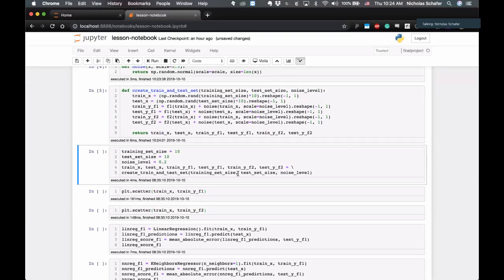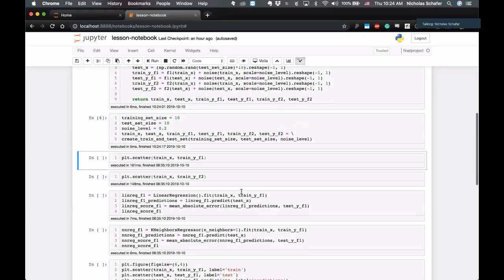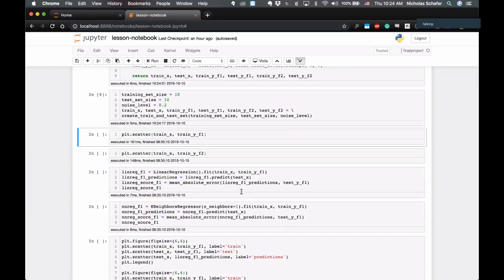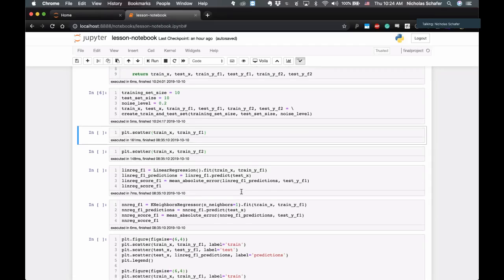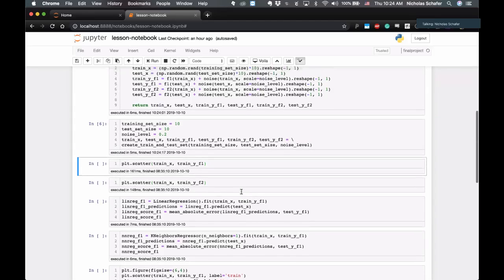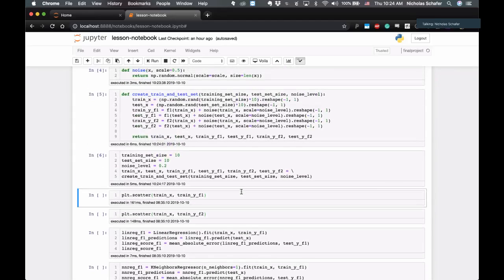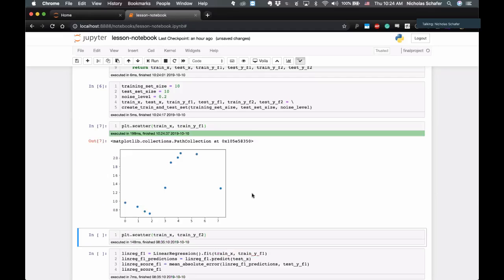Okay, so now I'm actually going to call that function, create train and test set, and have it return our train and test sets. And I've defined a couple of the input variables here above. So we're going to have just 10 training points and 10 test points, and a sort of moderate level of noise. And to begin with, it's always a good idea, after you've understood what the data set is, to just take a look at the data set. So this is what we're gonna do now. We're just gonna do a scatter plot and plot the x versus the y values for the training set for function 1, f1.